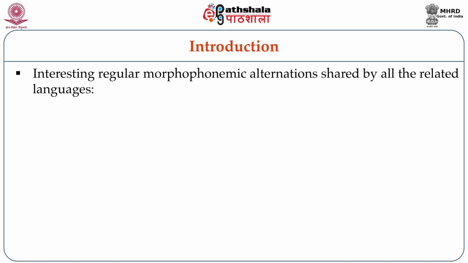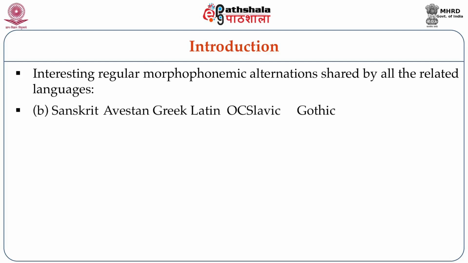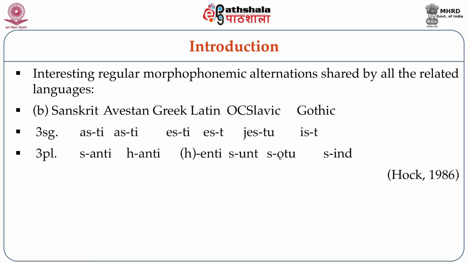Interesting regular morphophonemic alternations shared by all the related languages also are of great value in proving relatedness. So here is a small example taken again from Indo-European languages: Sanskrit, Avestan, Greek, Latin, Slavic and Gothic. Here we have taken third person singular forms: asti, both same in Sanskrit and Avestan. It becomes esti in Greek, est in Latin, jesti in Slavic, and ist in Gothic.